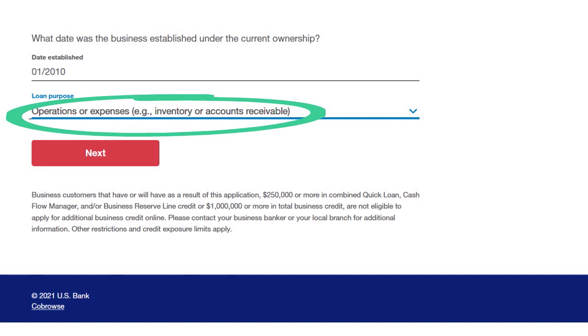Here we put operations or expenses, so inventory, accounts receivable, and so on and so forth. One thing that's very important here is that when you say you established the business on a certain date, be sure that you can prove the date. There are several ways you can prove it. You can prove the date through the articles of incorporation or articles of organization, if you're an LLC, S Corp or C Corp. There are other ways, for example, through your financial statements, where you can prove that you were established on a certain date.